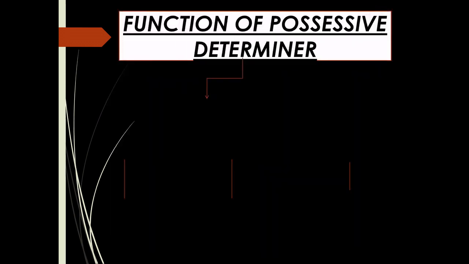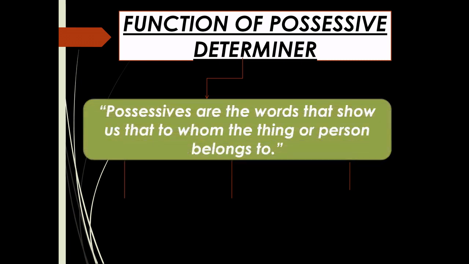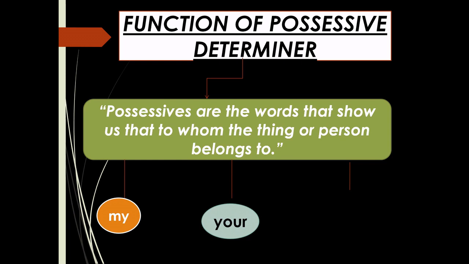Function of possessive determiner. Possessives are the words that show to us to whom the thing or person belongs. I repeat it again. Possessives are the words that show to us to whom the thing or person belongs to. My, your, her, its, their, etc. modify the noun following it in order to show possession.